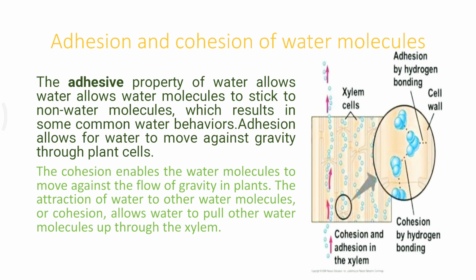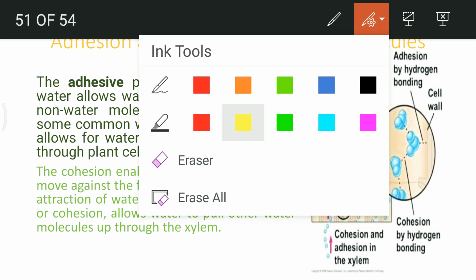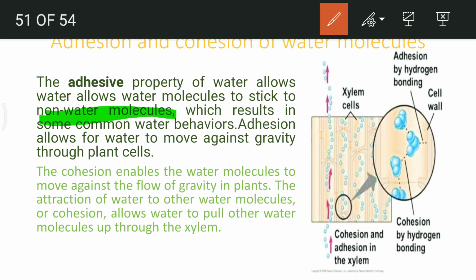So there is one more important thing which helps in the process of movement of water, that is adhesion and cohesion of water molecules. Now you can see over here, adhesion is a property of water molecules which allows the water molecules to stick to non-water molecules. Here this non-water molecule is xylem. Let it be xylem. So the water molecule gets adhered to the xylem, which results in some common water behavior.